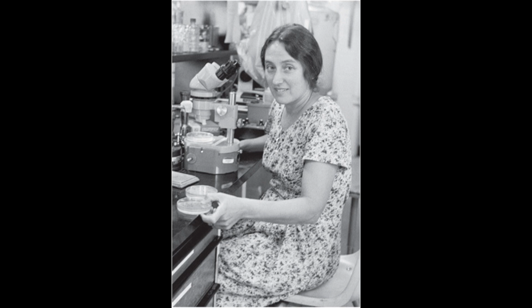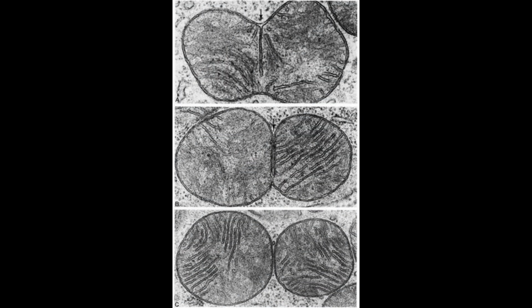In the 1960s, Lynn Margulis observed ribosomes inside the mitochondria. These were smaller than cytoplasmic ribosomes. Eukaryotic cytoplasmic ribosomes are 80S, and as mentioned before, bacterial, mitochondrial, and chloroplastic ribosomes are 70S.